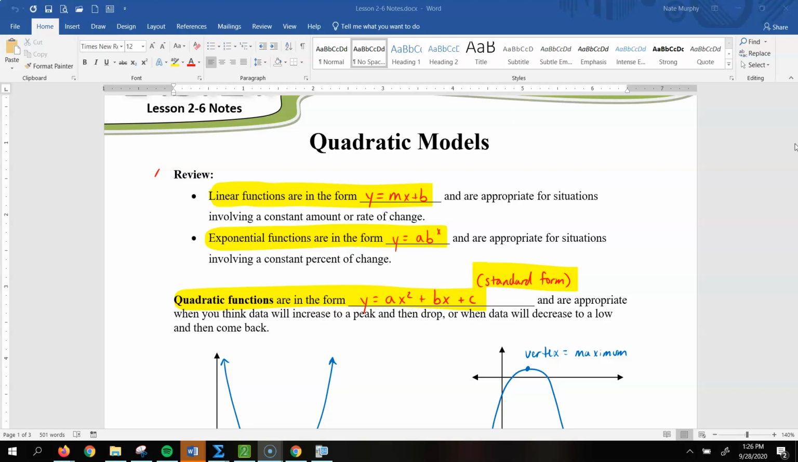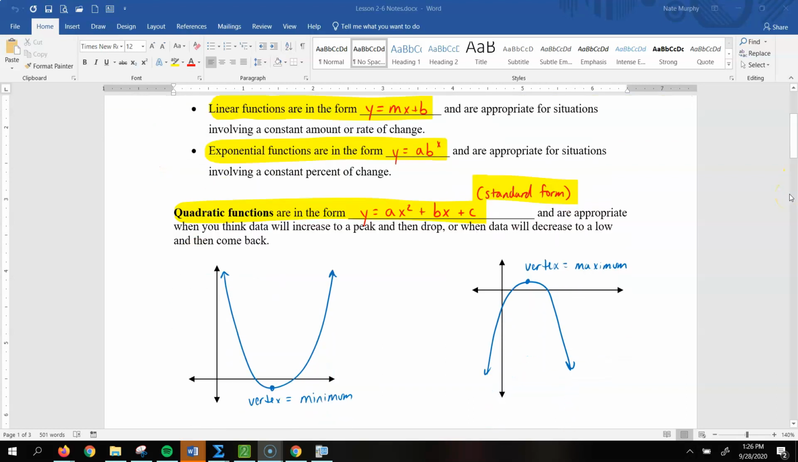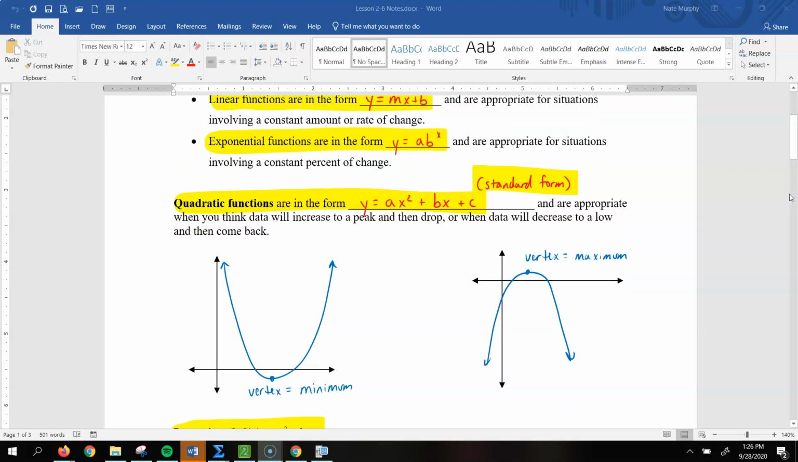Well, like I said, in this section we're going to learn about quadratic functions, and quadratic functions when in standard form are in the form y equals ax squared plus bx plus c. Now there's going to be some important aspects to this that you've got to understand. Anytime we graph any quadratic model, it's always going to be in the shape of a parabola, and that parabola can open upwards or downwards.